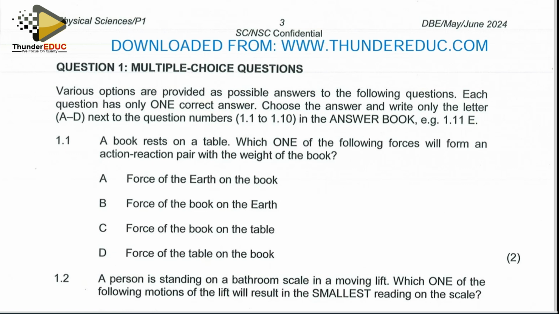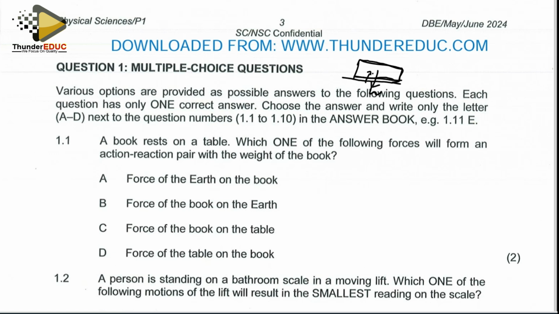An action-reaction pair is basically a pair of forces that must counteract each other. For example, if a book is resting on a table, there's going to be the weight of the book acting on the table, and then the table, in reaction to that, must create a force that acts on the book. Okay, from Newton's third law, action and reaction must be equal but opposite.